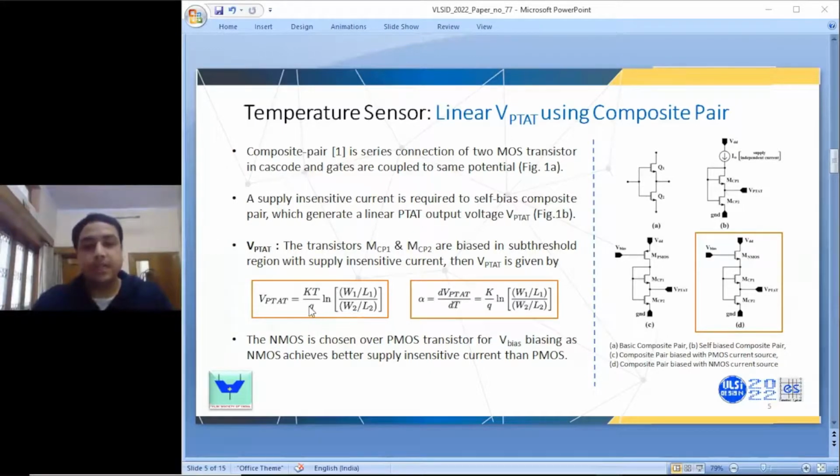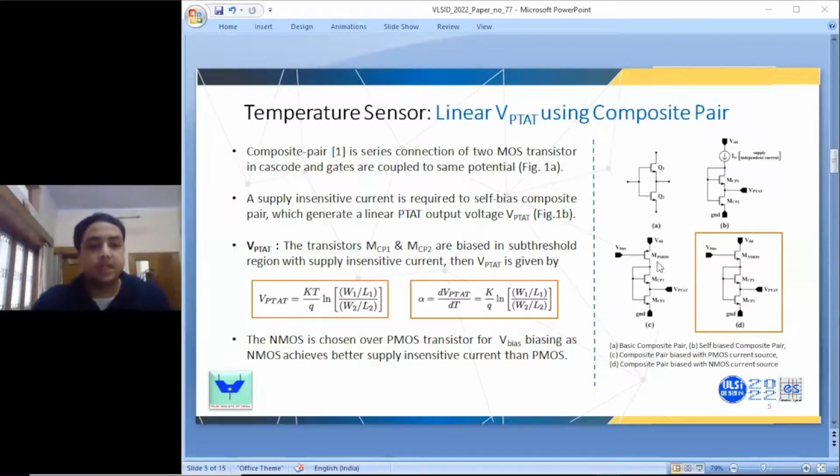The point is, this PTAT output voltage is highly linear with temperature. There is no process dependent parameter. So this is a first order equation. There are some approximations, but you are able to achieve a very good linear PTAT voltage if you bias those transistors in the subthreshold region. This architecture is well known and previously used, so this same architecture we are using for our temperature sensor.